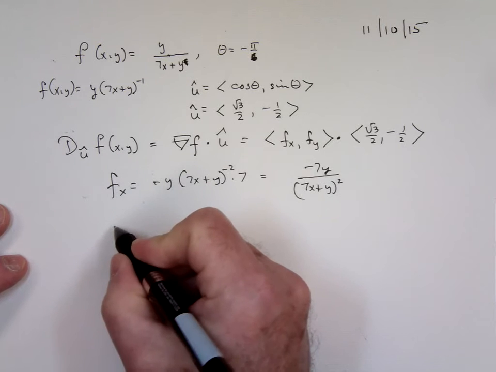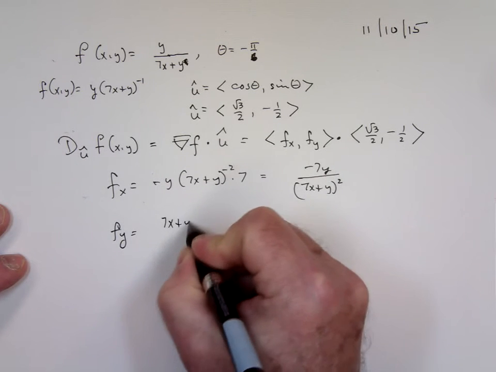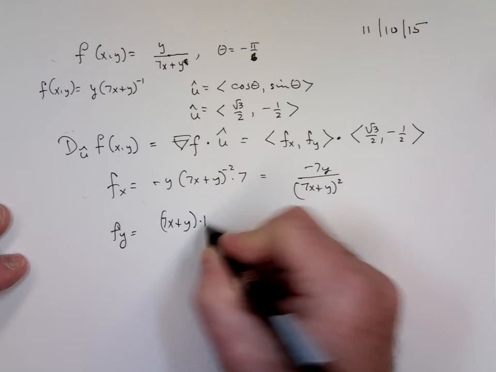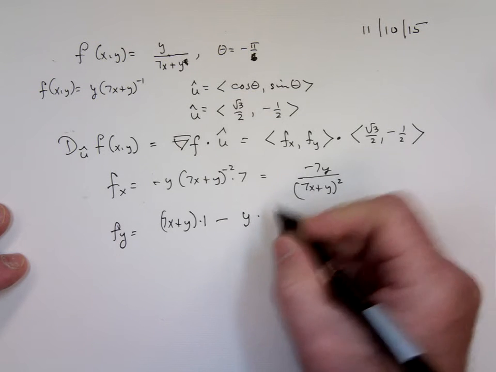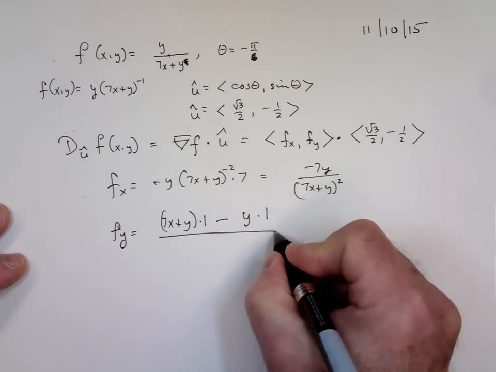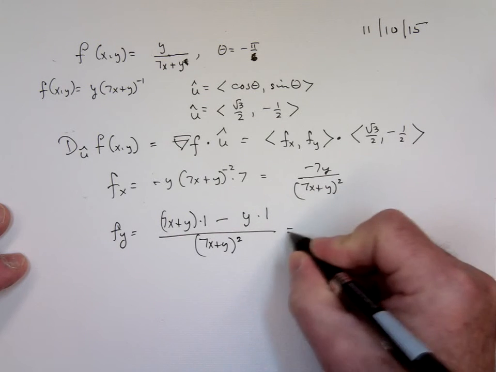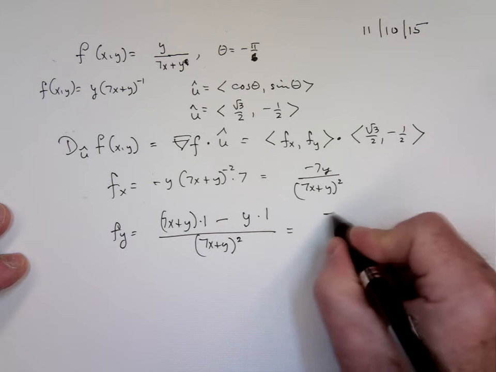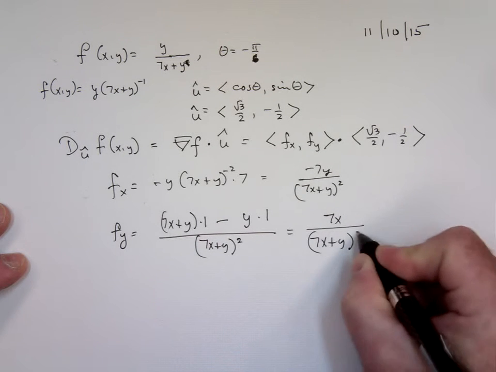Partial with respect to y is a quotient rule. We can't get around it. So it's the denominator times the derivative of the numerator, minus the numerator times the derivative of the denominator, all over the denominator squared. Oh, that's kind of nasty. The y's will cancel, so we'll end up with 7x over (7x plus y) squared.